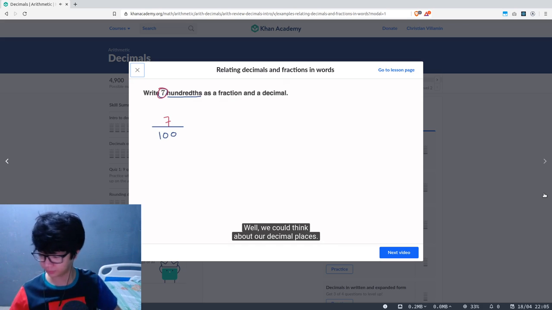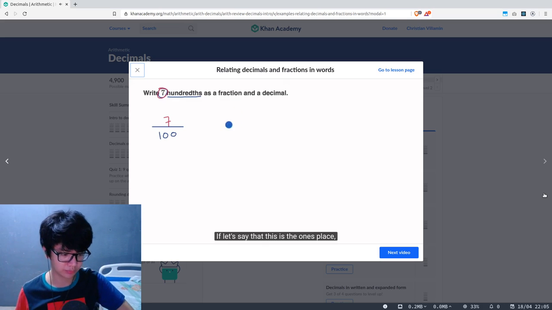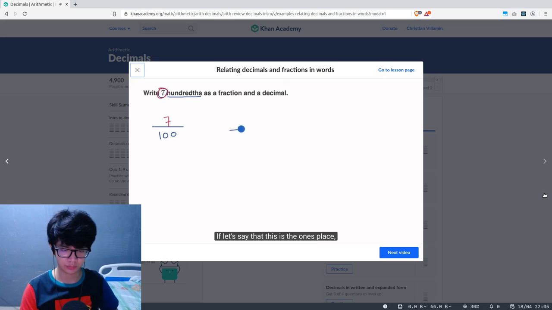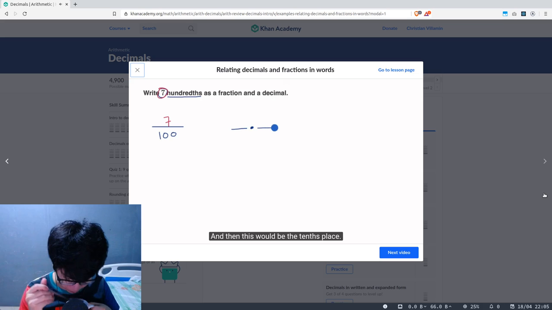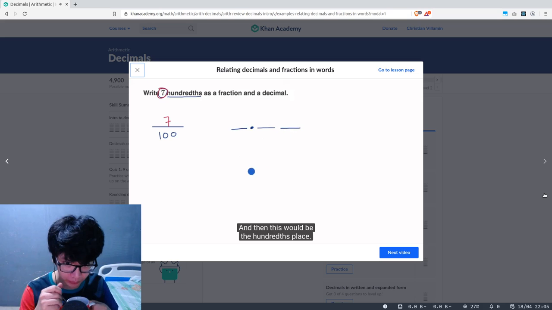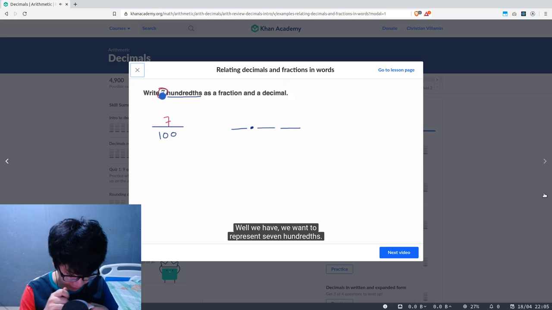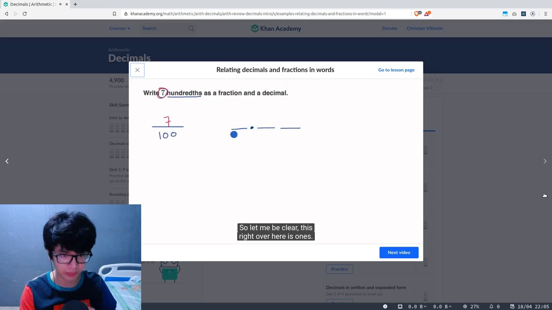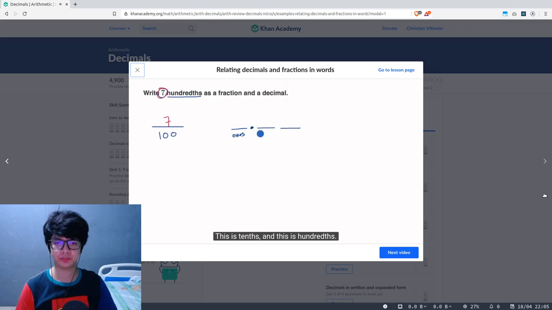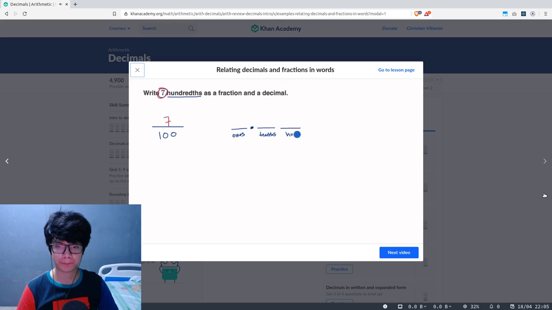Well, we could think about our decimal places. Let's say that this is the ones place, and I'm just putting a little blank here. So it's ones place, and you have a decimal right over here. And then this would be the tenths place. And then this would be the hundredths place. Well, we want to represent 7/100. So let me be clear. This right over here is ones. This is tenths. And this is hundredths. It's unusually fun to say that. Hundredths. All right. Ones, tenths, hundredths.